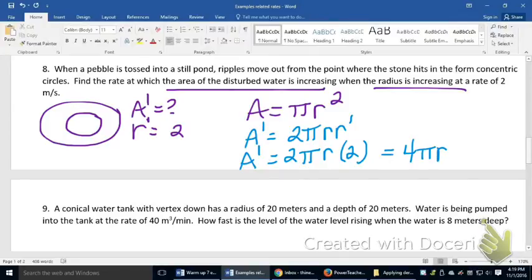There's no more information to plug in, that means that the area prime, this is the rate that it was increasing, depends on what R is at that time. You could then plug in the R if it gave it to you, but it didn't. And then you write your units. This is talking about area, so that would be meters squared per second, since the radius is meters per second.